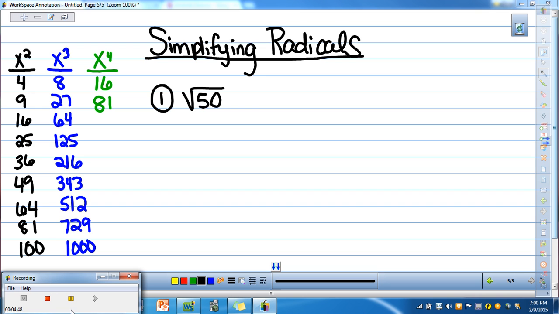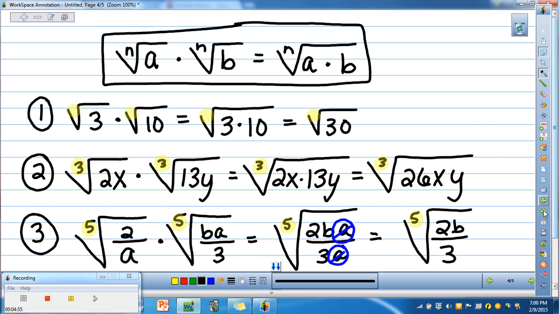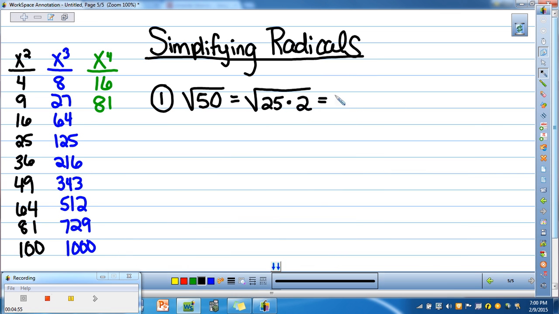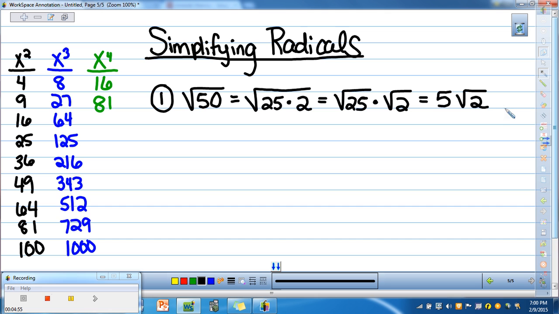Next, we are going to look at simplifying radicals. Starting with the square root of 50, we can split this into the square root of 25 times 2. Using the rule on the opposite page, kind of going backwards, that can be split into the square root of 25 separate from the square root of 2. Then the square root of 25 is just 5, so we write a 5 out in front of the square root of 2.